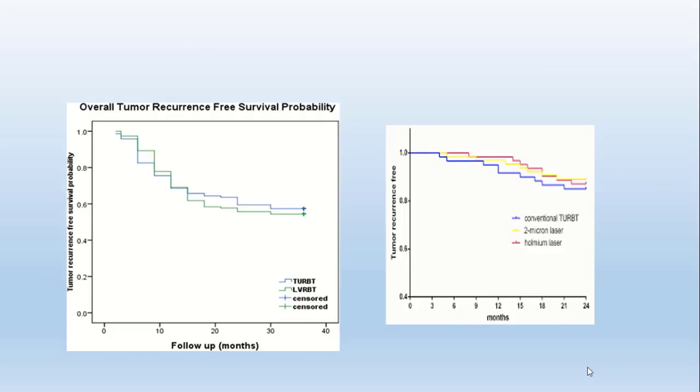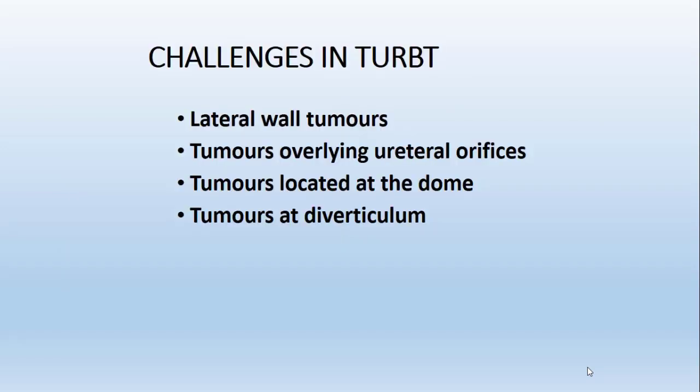These are the comparative study trials of conventional TURBT and laser TURBT, showing the recurrence-free survival from the tumor. The challenges we come across in TURBT are mostly for tumors on the lateral walls, tumors occupying the ureteric orifices, tumors located at the dome, and tumors at the diverticulum.